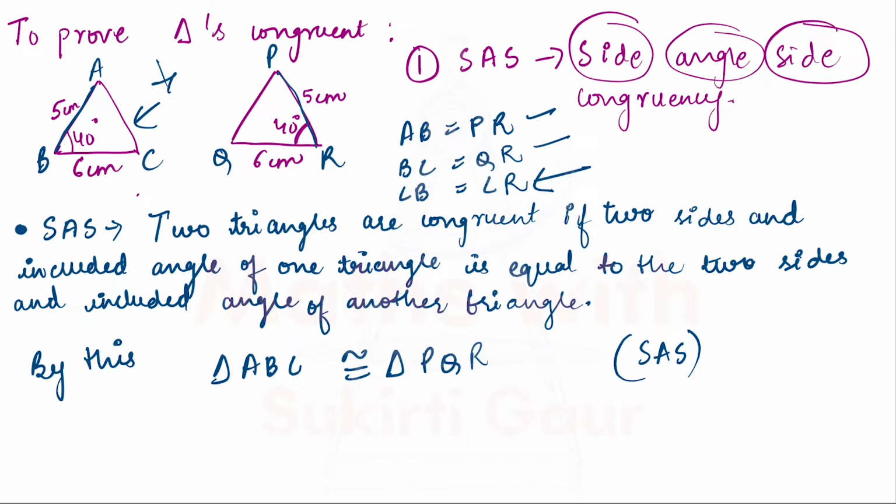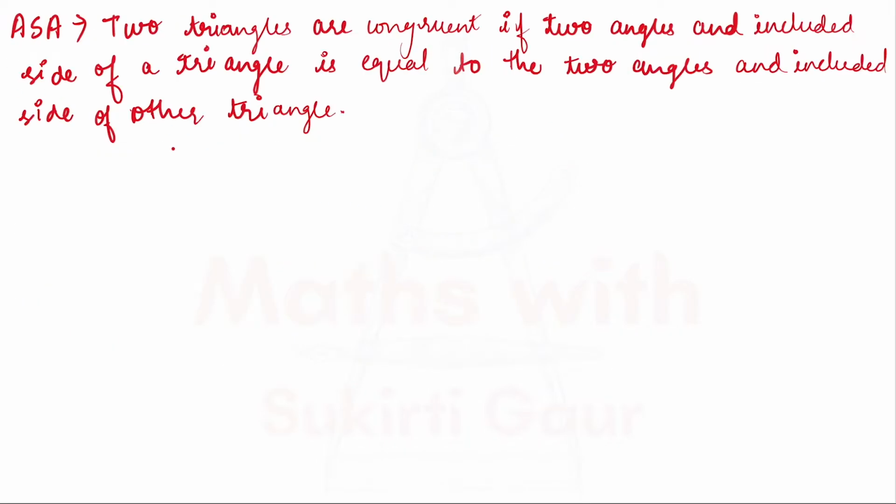Coming on to the next congruency criteria. So this is another criterion, ASA, which is angle side angle, which says that two triangles are congruent if two angles and included side of a triangle is equal to the two angles and included side of the other triangle.